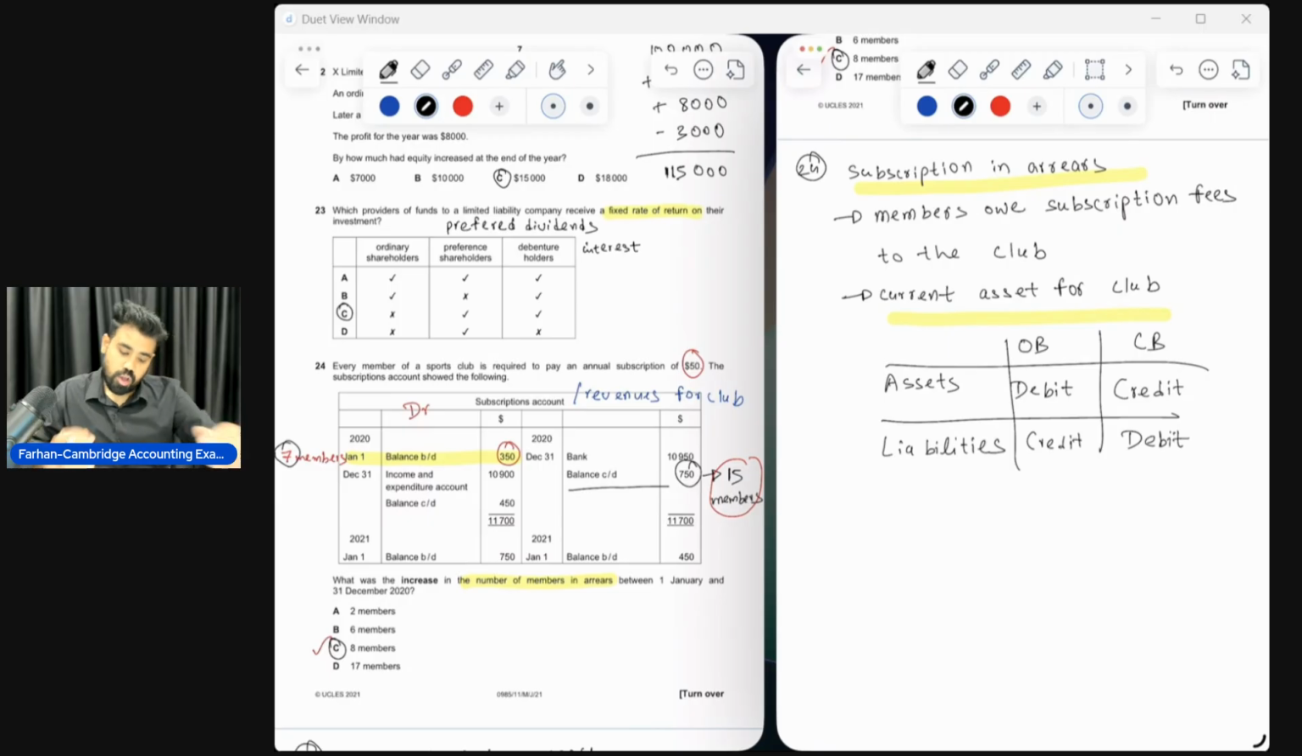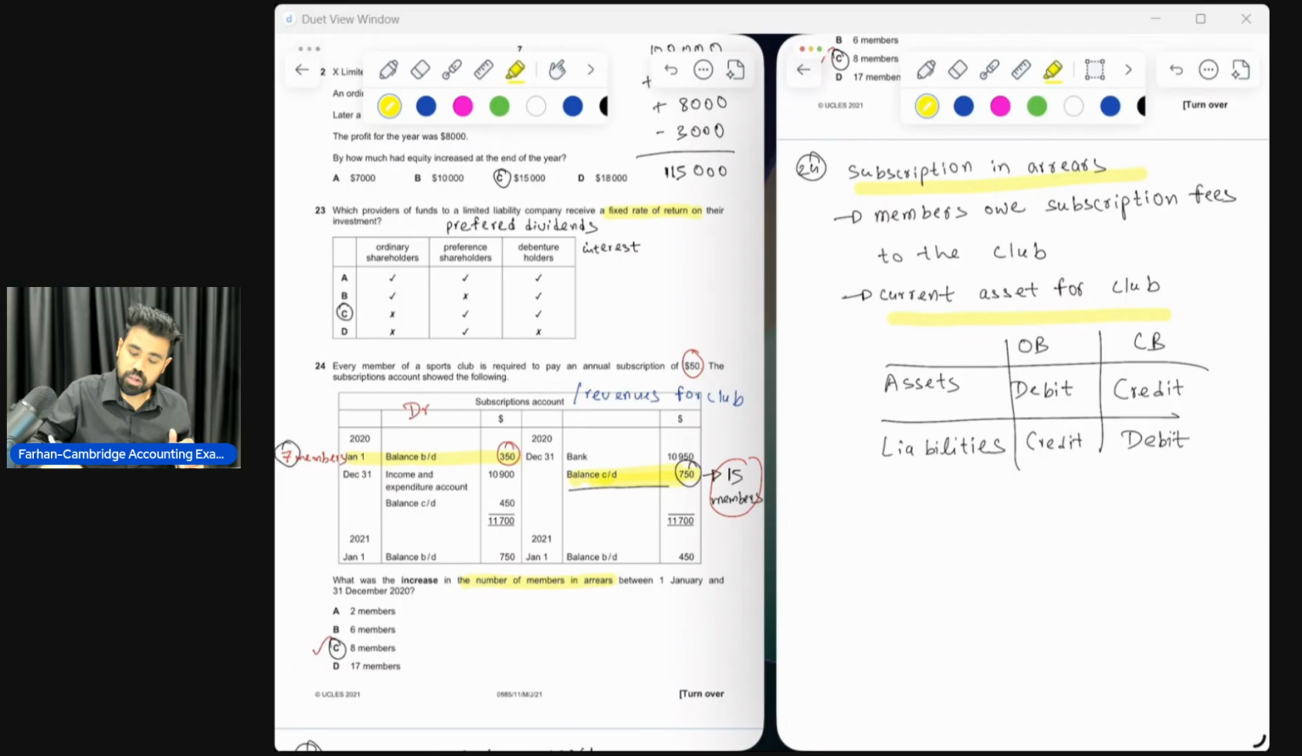Okay. Now, we started the year with a balance brought down of 350 on the debit side of the ledger account, which is definitely a current asset for the club, referring to subscriptions in arrears for fees that members have not paid for benefits which they have already taken in the previous financial year of 2019. All right. And you can see at the end of the financial year at 31 December 2020, the closing balance, which is represented by balance carried down of 750, as it is included in the credit side, fits within the criteria of assets always having a closing balance in the credit side. Therefore, that is also a subscription in arrears.